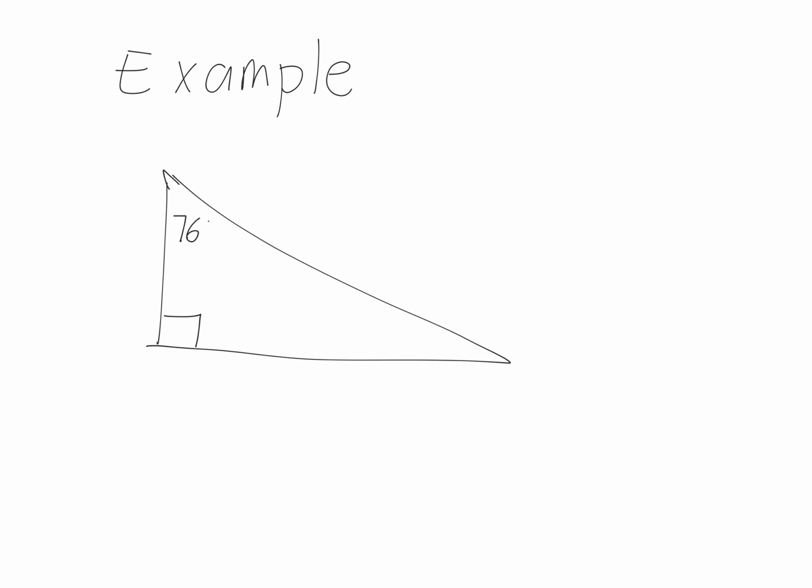Okay, in this example, we're given this angle is 76 degrees. And you're given this symbol. What does this represent? A right angle. Are we listening? Okay, I'm going to stop. You're given the symbol. This is a right angle. How many degrees is a right angle? You should know this from grade 6. 90 degrees. So how would we find the missing angle?